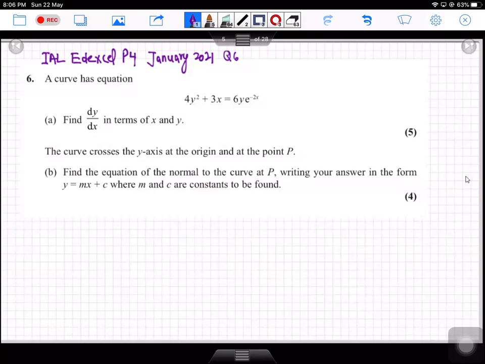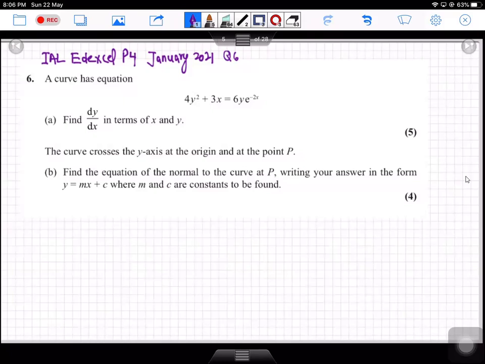This is Hamza Noor, and in this particular video I'm going to solve a question from the topic differentiation, International A-Level Edexcel P4 January 2021, question number 6. A curve has equation 4y² + 3x = 6y e^(-2x). The requirement for part A is to find dy/dx in terms of x and y.